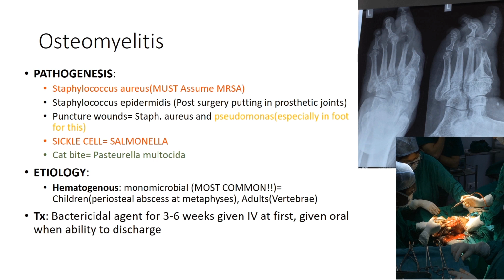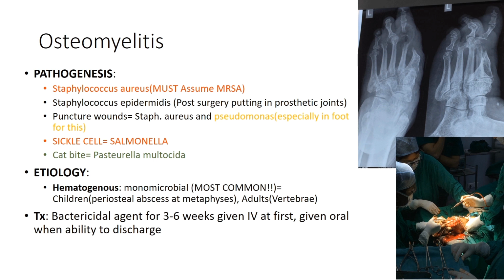So if this person has a surgery, like putting in a prosthetic knee or something like that, and then they have osteomyelitis and deep knee damage, then you're thinking it came along with the surgical prosthesis, and that's going to be Staphylococcus epidermidis. That's the most common associated with that. Puncture wounds, you can think of Staph aureus as well, but also Pseudomonas, especially if it's on the foot. This is something that's very common you want to look out for.